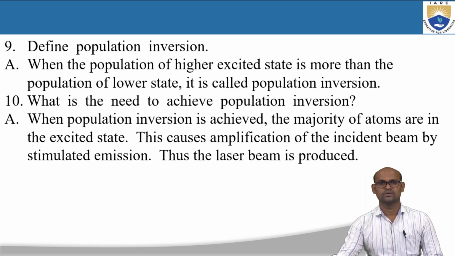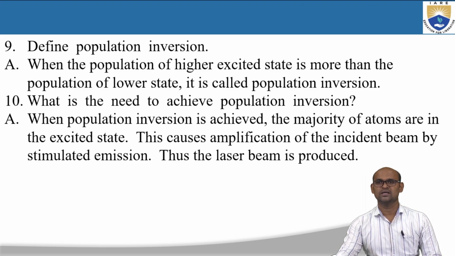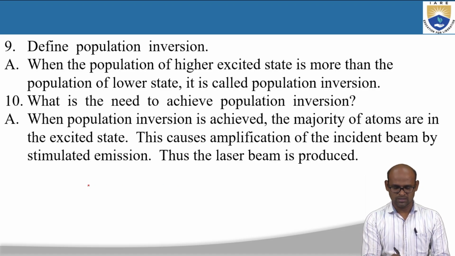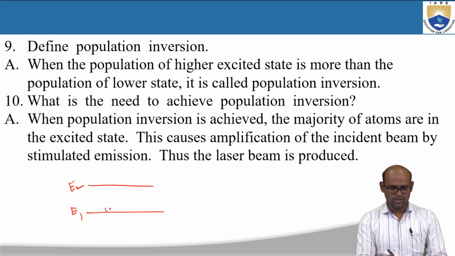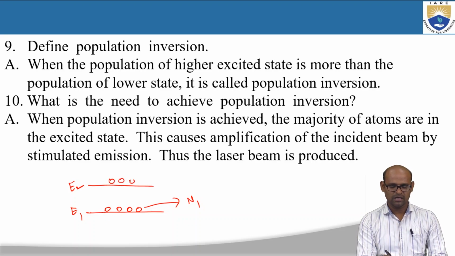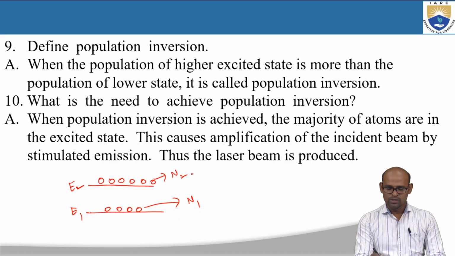Define population inversion. When the population of the higher excited state is more than the population of the lower state, it is called population inversion. Now we have these 2 energy levels, E1 and E2. Suppose there are some atoms in the ground state. The number of atoms is represented by N1. N1 is the number of atoms in the ground state, or energy level E1, and the number of atoms in the excited state E2 is N2. So N1 is greater than N2.